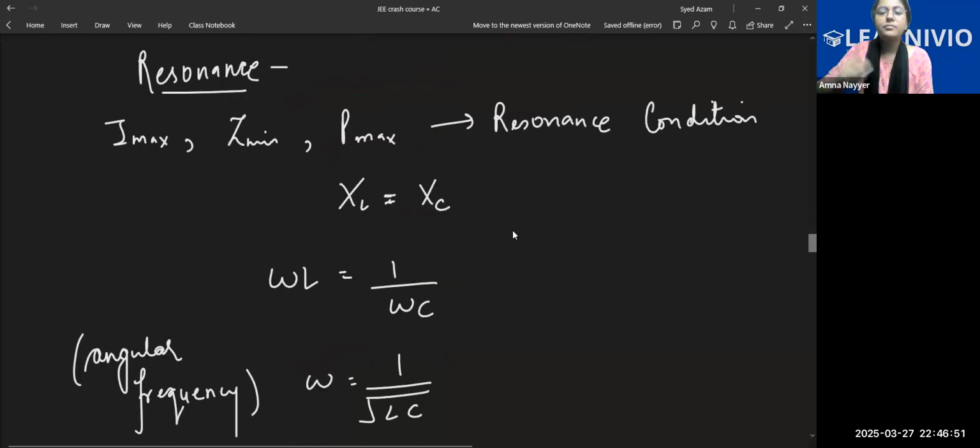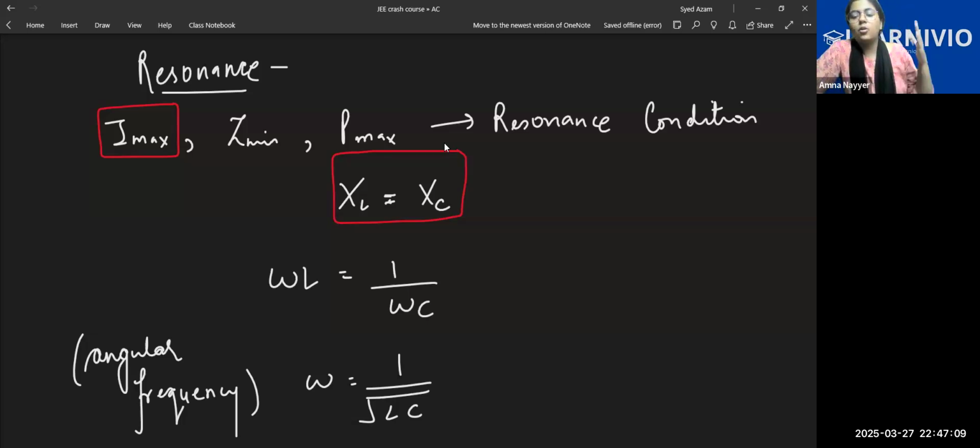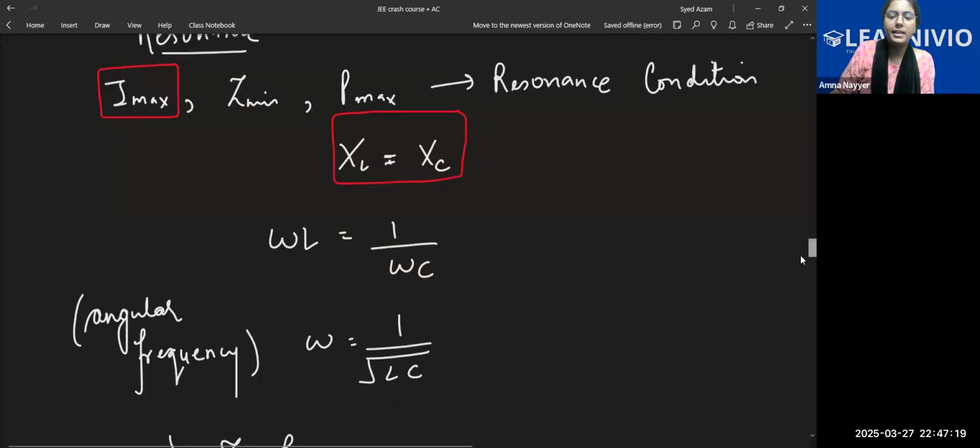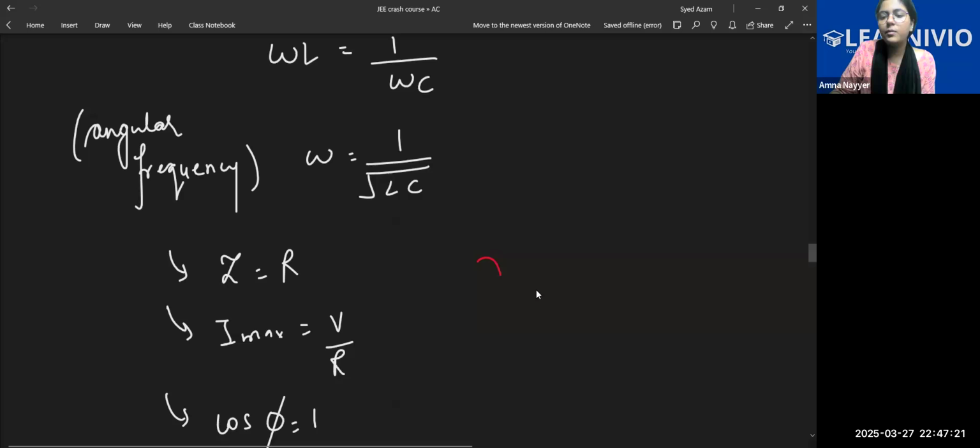Resonance is important. In resonance, two things you have to remember. One is that you get maximum power, maximum impedance, maximum current. Out of all of these, maximum current is important. Second, XL becomes equal to XC. So when XL becomes equal to XC, omega L is equal to 1 by omega C. And as soon as they become equal, angular frequency omega is equal to 1 by under root L C. From here, your linear frequency is equal to 1 by 2 pi under root L C.